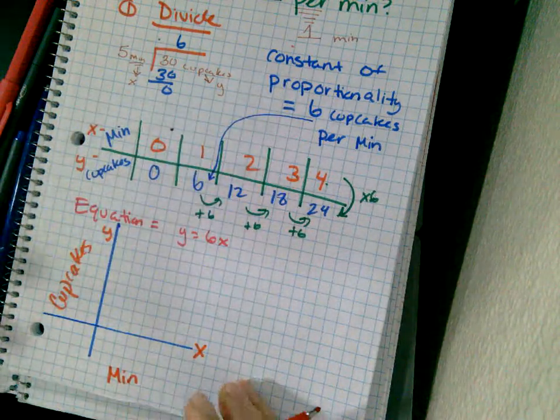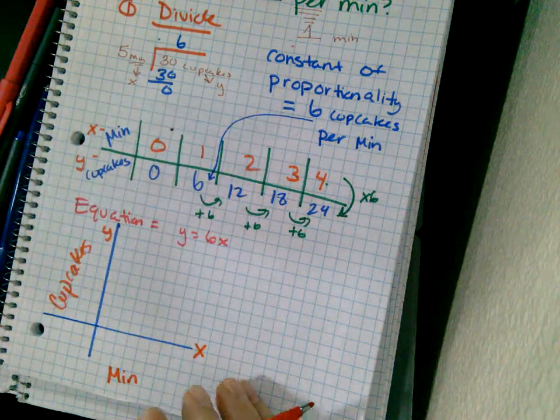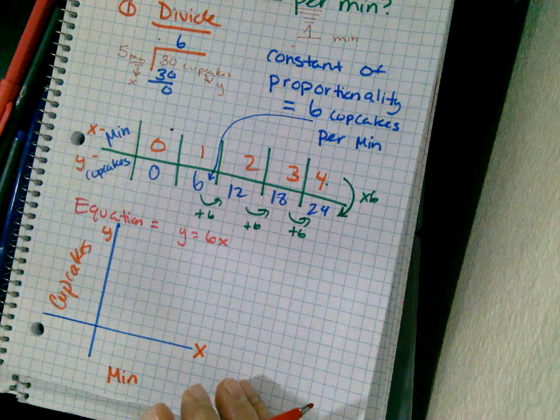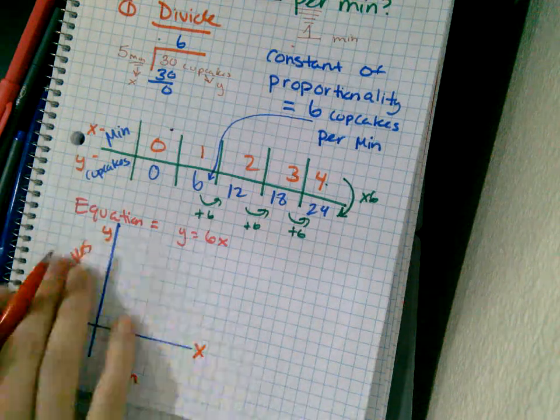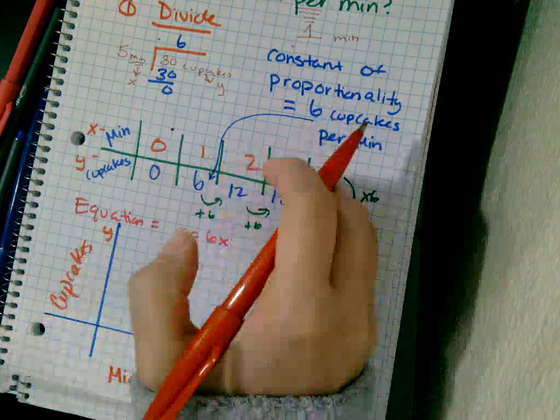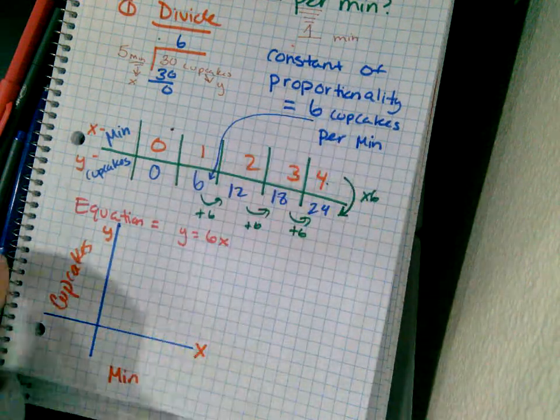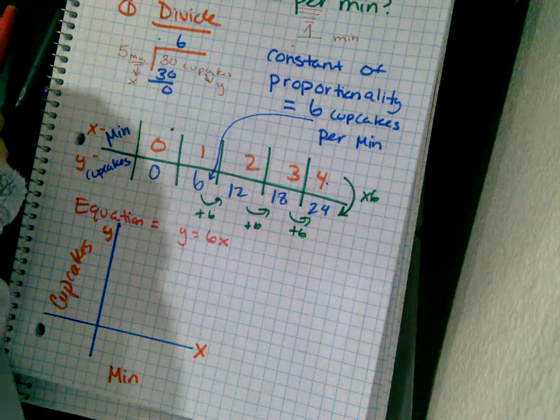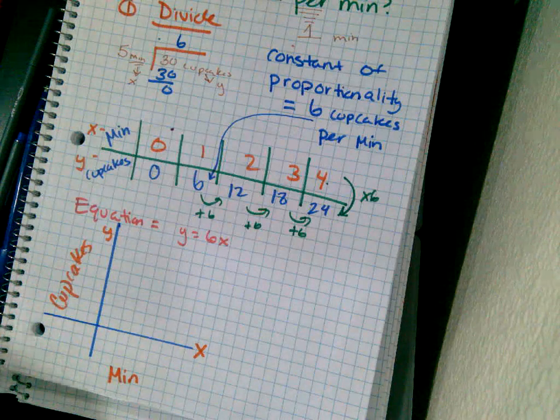The work is already done. You already did the hardest part. Now it's just showing the work in a different manner. Instead of doing it on a table, we're going to do it on a graph. But you already did the hardest part on Monday and Wednesday.